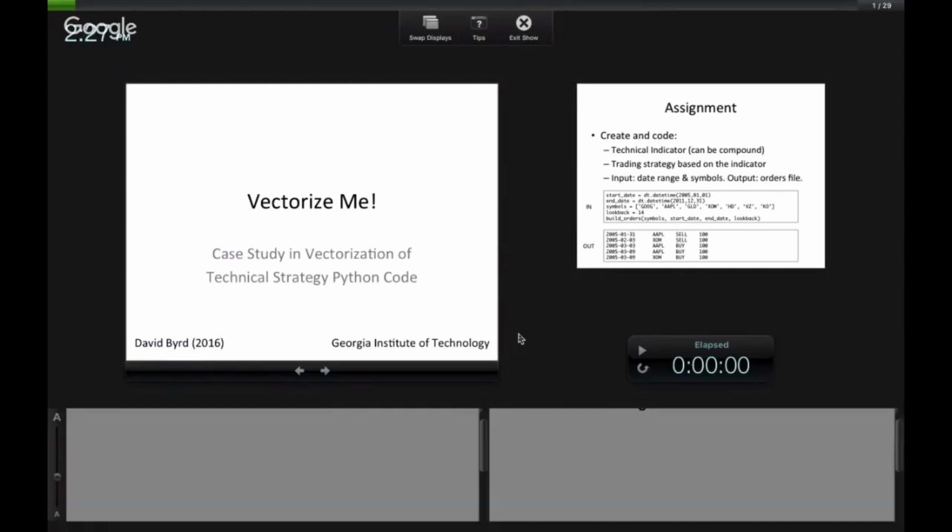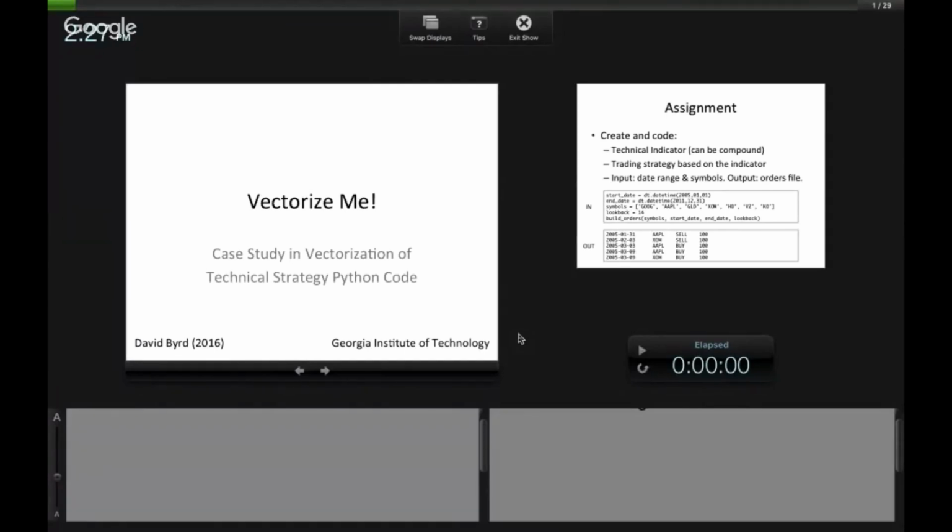So Tucker asked me to do a little bit of a vectorization tutorial today that is specifically targeted at the next assignment that we'll do in the class. I did not actually solve the next assignment. What I did was I solved an old version of the next assignment.